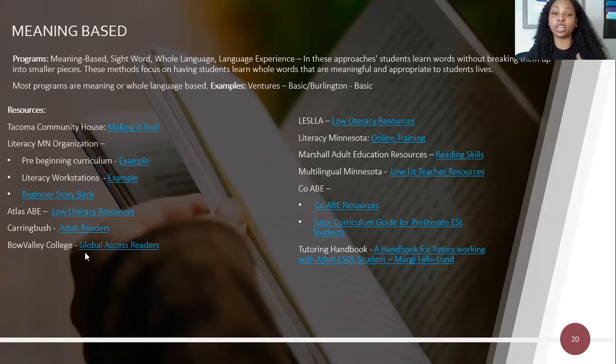Caringbush and Bow Valley College also have adult readers, which are appropriate for adult literacy, ESL literacy students. So they are very short books. They come with pictures. They're appropriate and relevant to students' lives, and they're really great resources. Lesla, Literacy Minnesota, Marshall Adult Education Services, Multilingual Minnesota, and Co-ABE also have other resources where you can find online training or just general activities to use in your classroom and with your students. And I will show you a few of those as well.